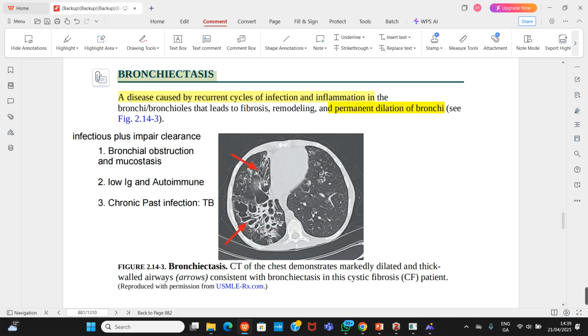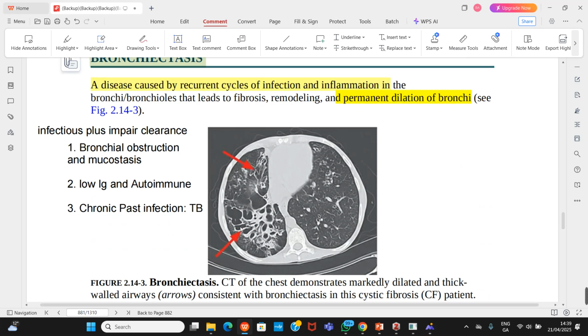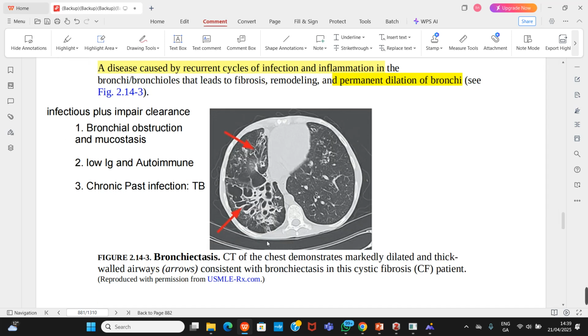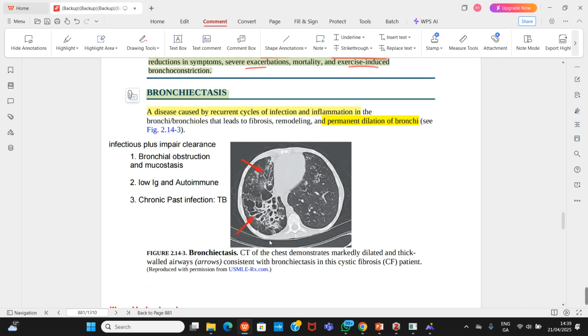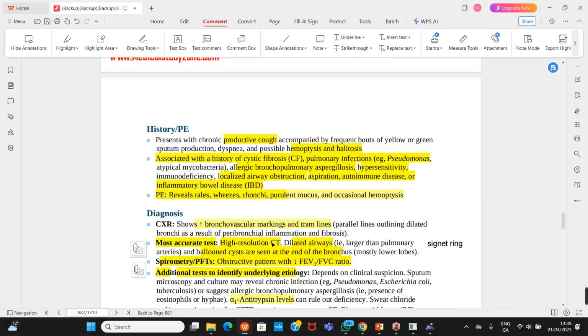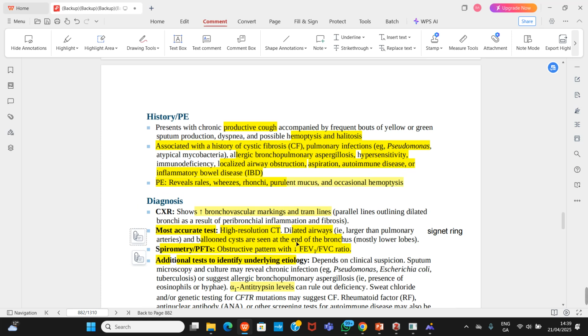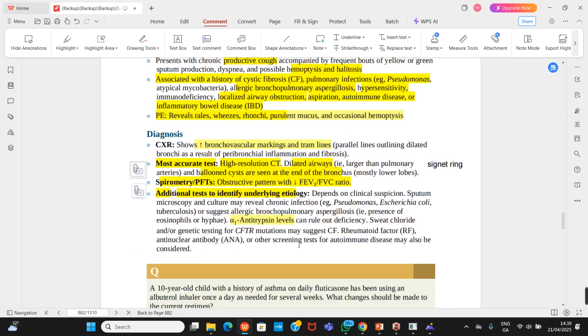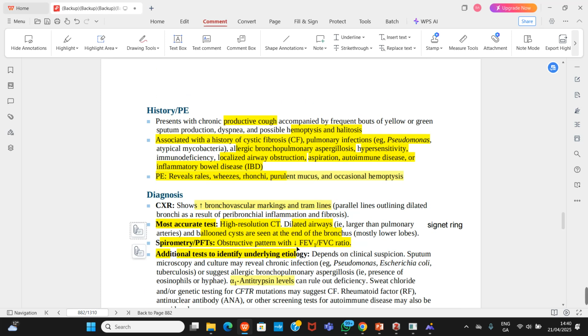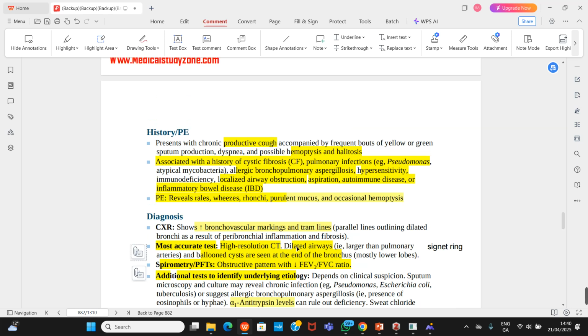bronchiectasis. This is also bronchiectasis. You can see the dilatation everywhere here. You can see this massive dilatation. That is bronchiectasis on CT scan. So we're going to see the signet ring appearance, and at the end we are going to be seeing some balloon cysts at the end of these bronchioles, especially at the lower lobe. So don't forget that the airways will appear large by the time we do CT, high resolution CT.